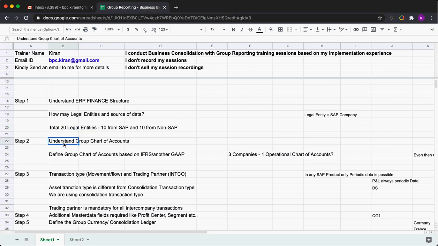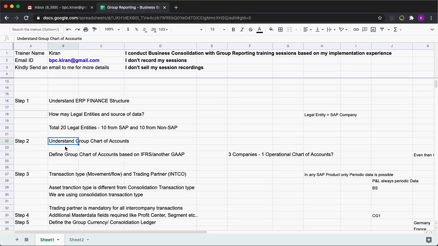Let's do the on-premise version first. We will come to the cloud version later. So let's complete the on-premise version. This entire course is designed for the on-premise version. Cloud we will discuss after we complete this particular on-premise blueprint discussion.